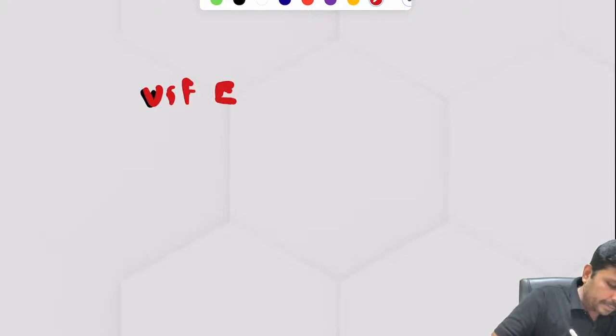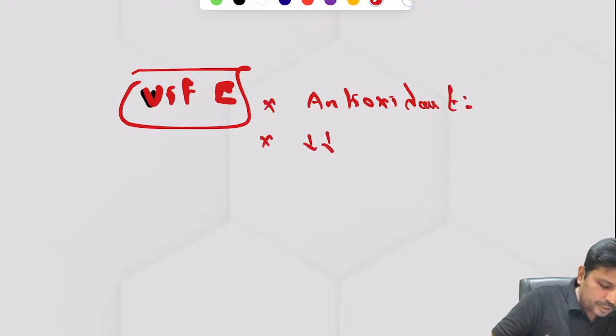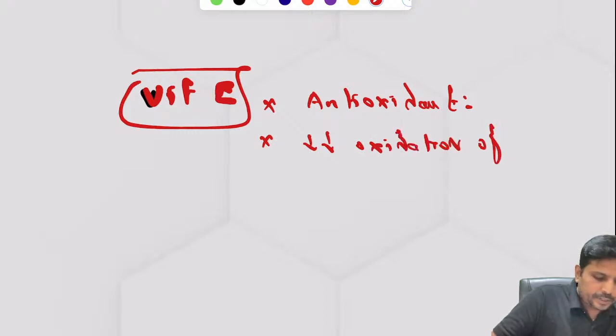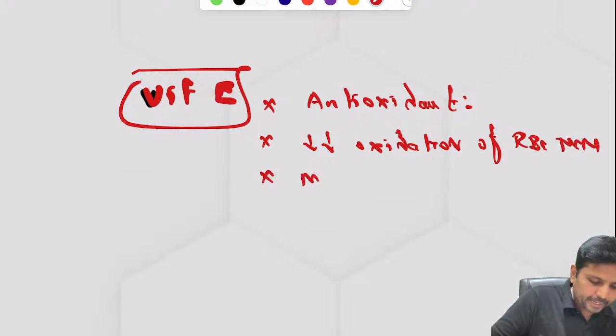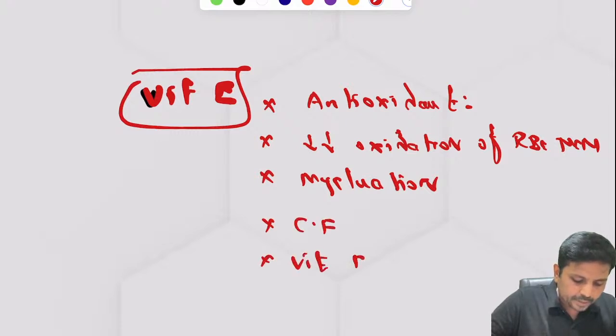Vitamin E. What is the manifestation of vitamin E? Remember, vitamin E is an antioxidant. If they ask in short notes, you can write antioxidants. Second point, it reduces oxidation of the RBC membrane. And it helps in myelination. Whenever you have diseases like cystic fibrosis, your vitamin E will not be absorbed.